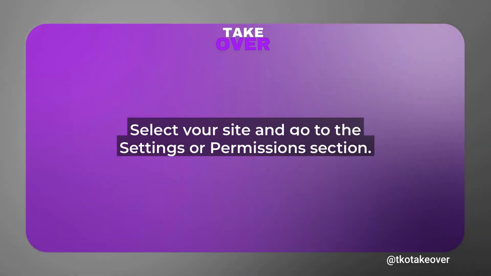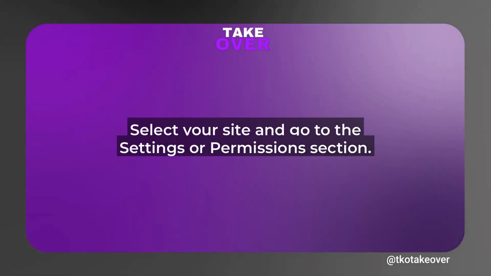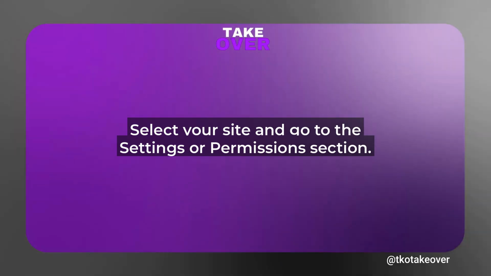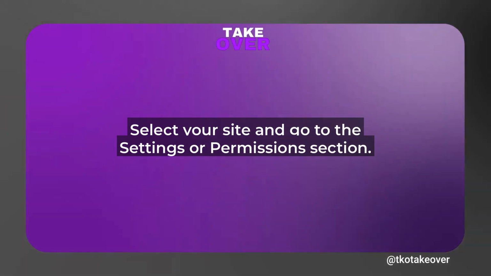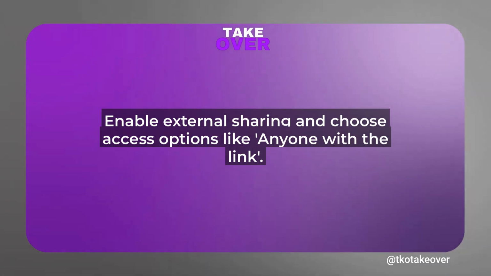Step 2. Select the site you want to make public. Click on it, then go to the Settings or Permissions area. Here, you'll find options for sharing and access. In 2025, Microsoft has streamlined this with a new External Sharing toggle. Enable that to allow external users to view or edit content.